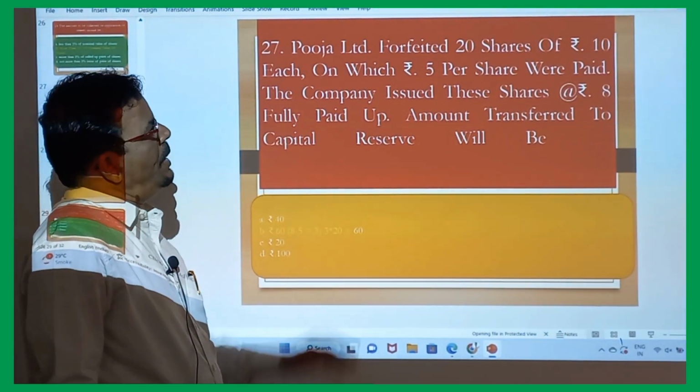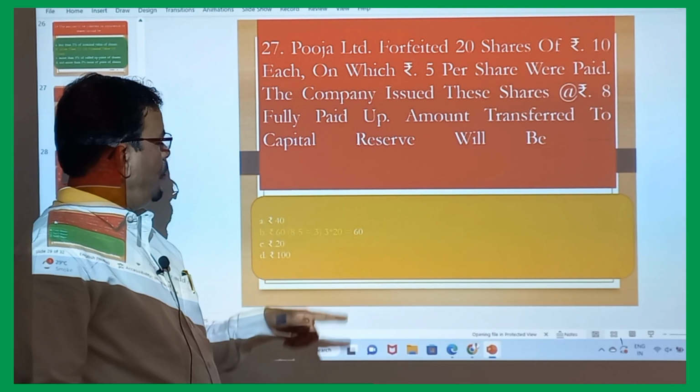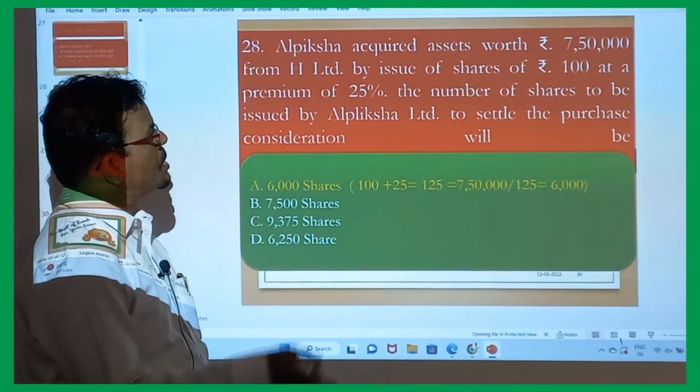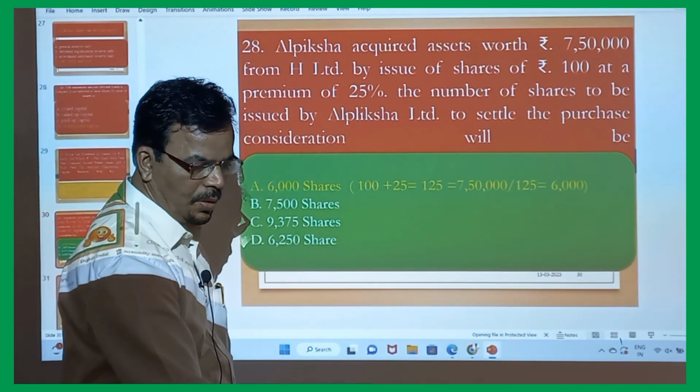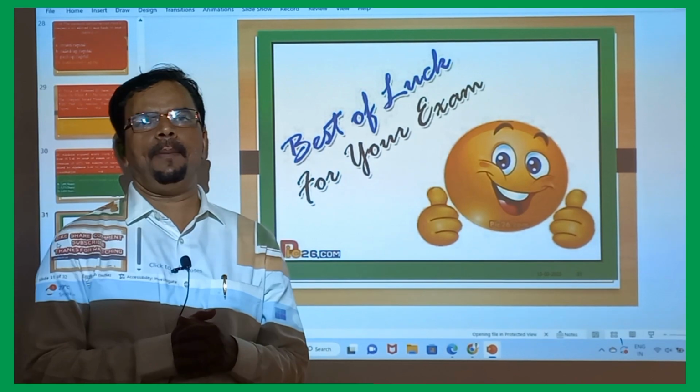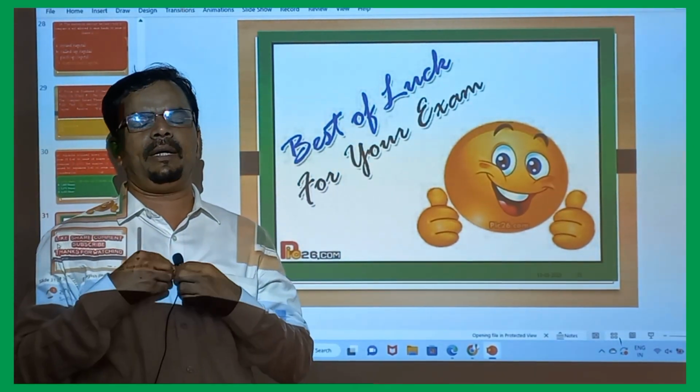Puja Limited forfeited. This is a practical question. Very simple. You have to read and do it yourself. Homework: a similar type of practical question for homework. These are the very important objectives from the exam point of view. All the best for your exam.